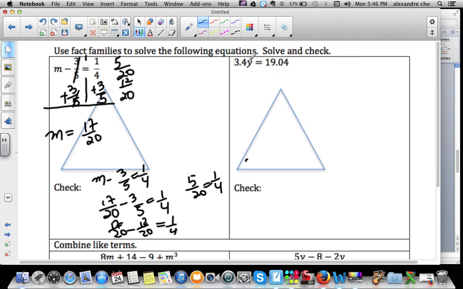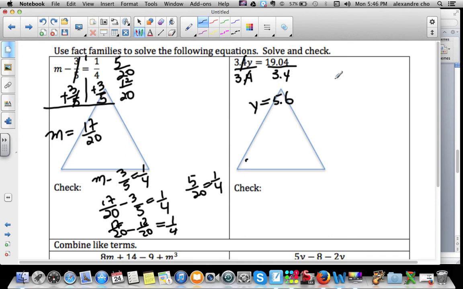On the other side, it's a multiplication equation. The inverse of multiplication is division, and I'm going to divide both sides by the coefficient, which is 3.4, and this is 3.4, and y equals 5.6. These two cancel out. You get y left over. You isolated your variable. Okay, and you find the values.